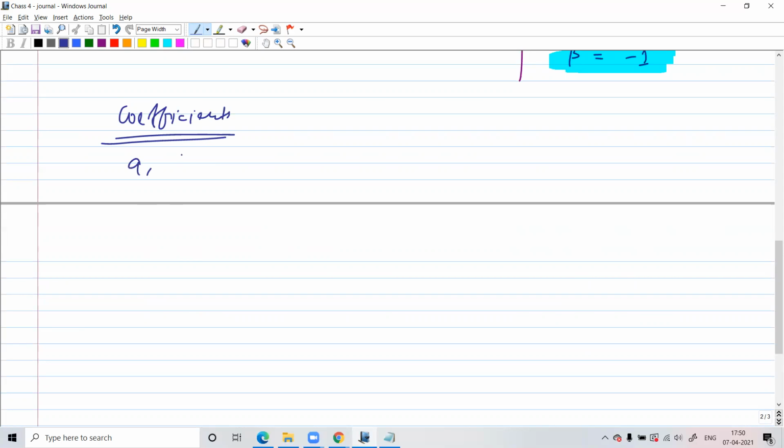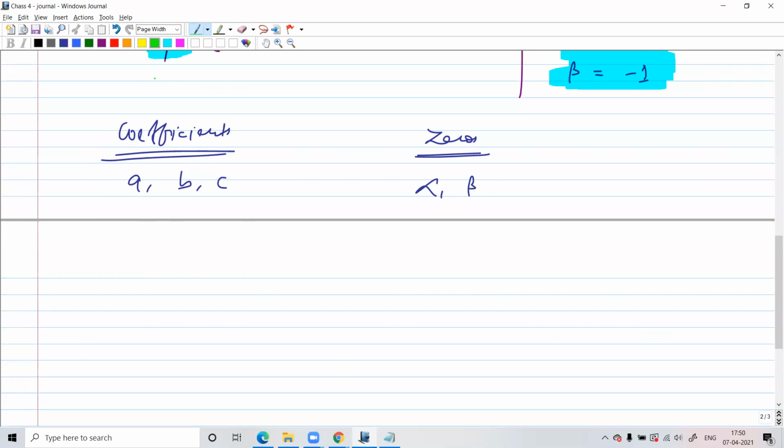What are the coefficients? A, B, and C. And when I say relation between coefficients and zeros, what are the zeros? Alpha and beta. So now you have to find a relation between these coefficients and these zeros.